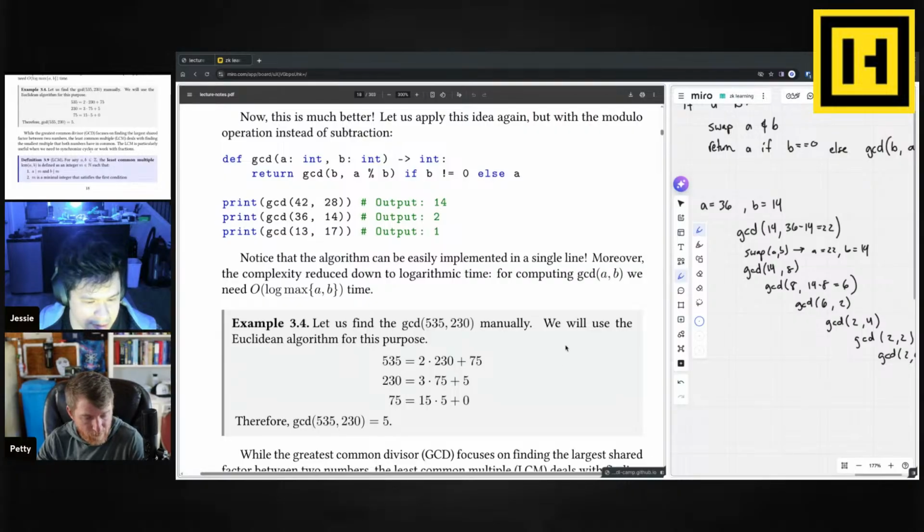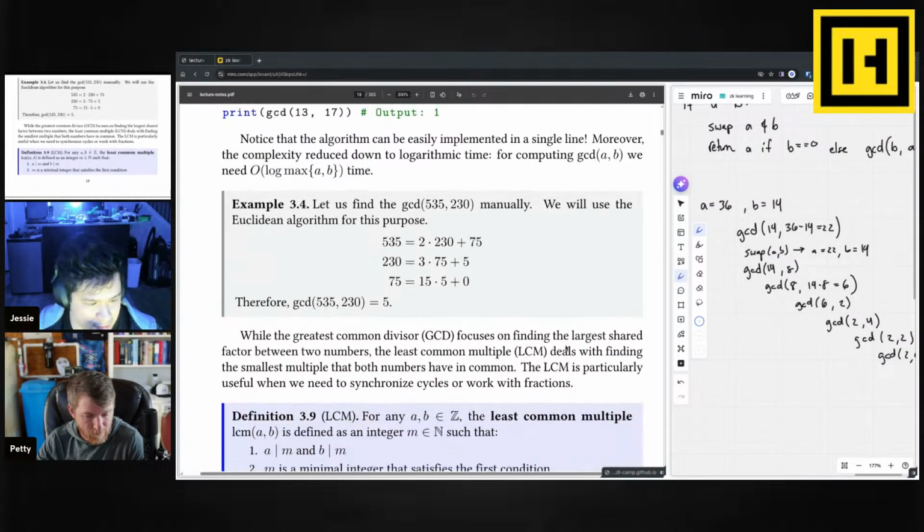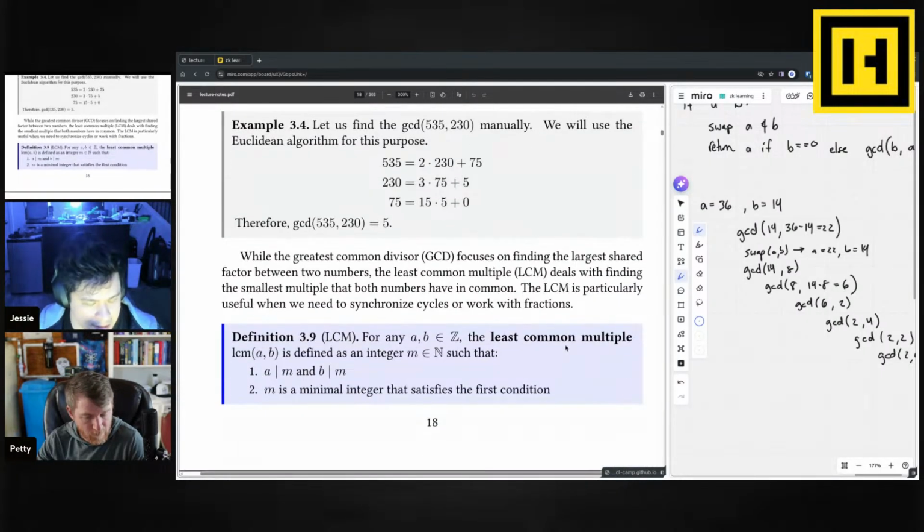While the greatest common divisor GCD focuses on finding the largest shared factor between two numbers, the least common multiple LCM deals with finding the smallest multiple that both numbers have in common. The LCM is particularly useful when we need to synchronize cycles or work with fractions.